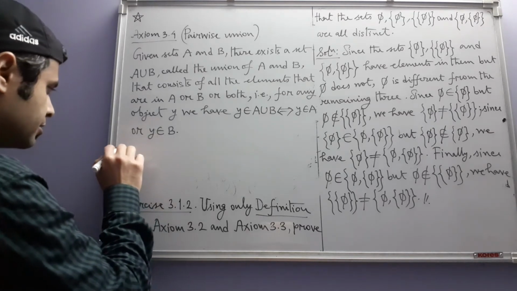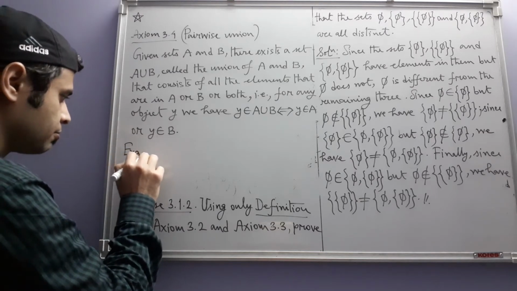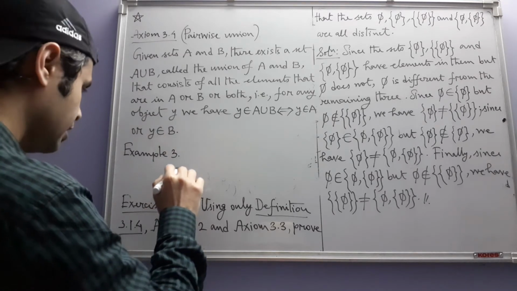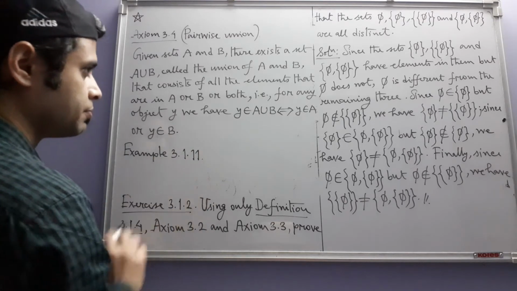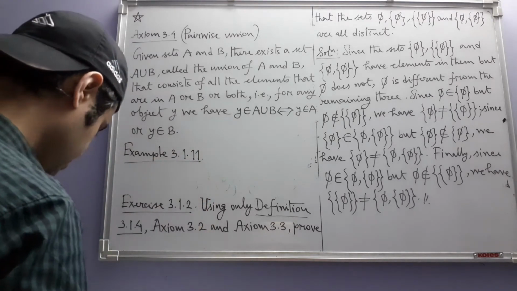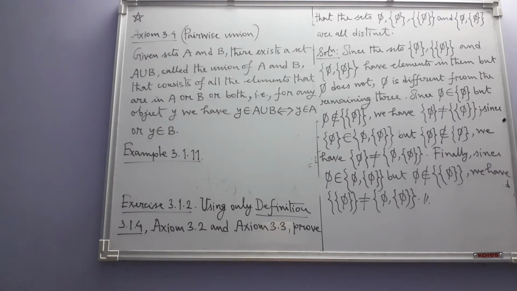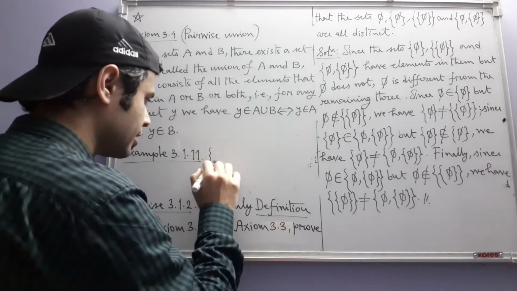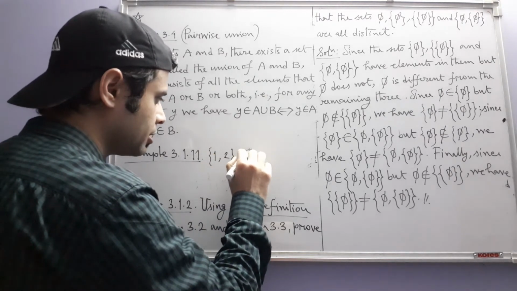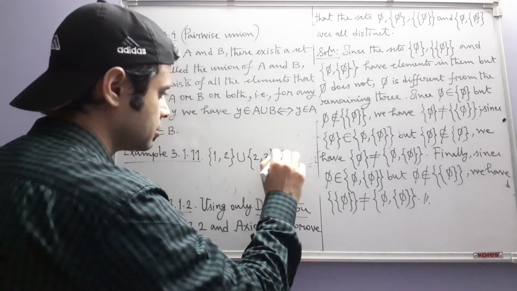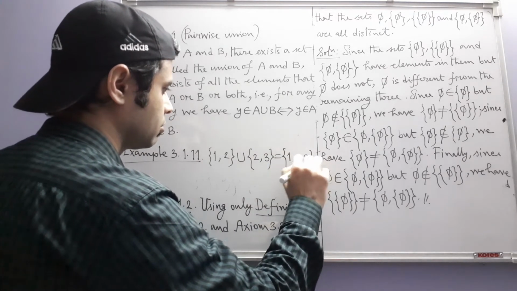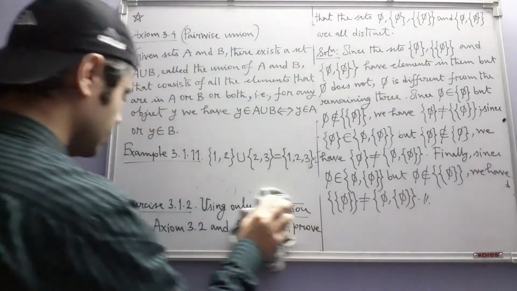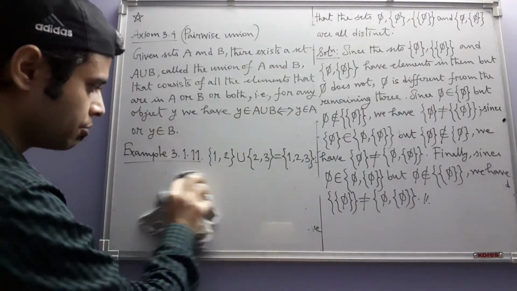Okay, then to illustrate this concept, there is a very simple example. Let's have a look at that. Example 3.1.11. What was 3.1.10? Oh, that was another example. Okay. So it just simply says that the union of these two sets is... Since we have already seen these things many times in naive set theory, we are not going to say any more than this. You already know what this means.